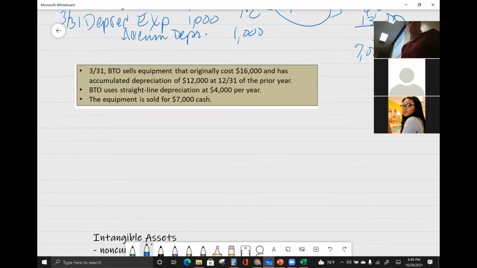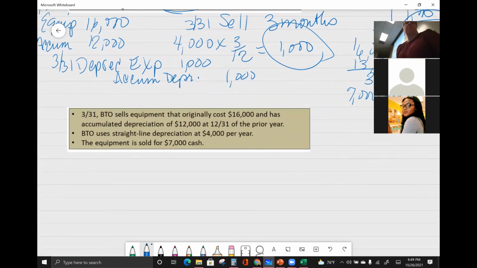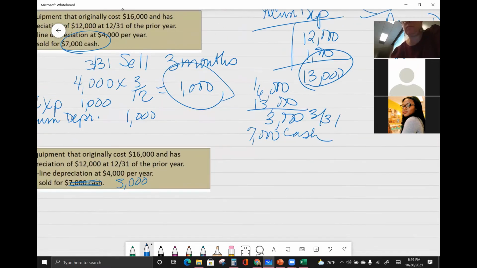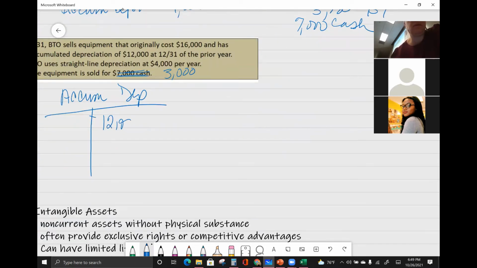Okay, let's do it with a loss. And this looks like the exact same. It didn't copy the right thing. All right, so I'm going to change it. Let's do the exact same thing, but let's sell it for 3,000. So I know my accumulated depreciation is exactly the same because everything's the same so far, right? I had 12,000 at the year end. I had to add 1,000 because I'm doing the 3-month adjustment. So now I have a balance of 13,000. I know my equipment is 16,000.